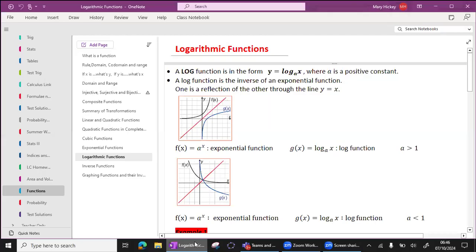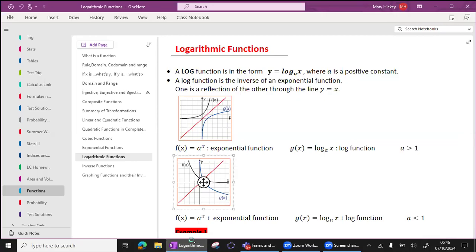Okay, so we're on our log functions. Again, we've seen this before in the last chapter. Sorry, I have a bit of laryngitis here, so we'll struggle on.